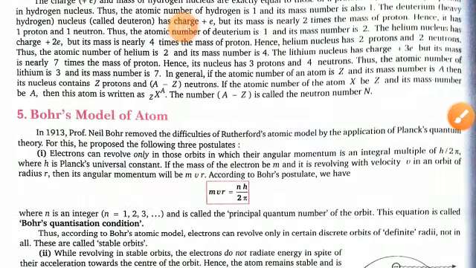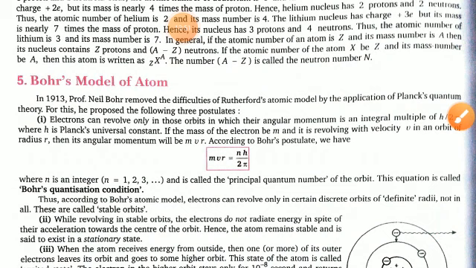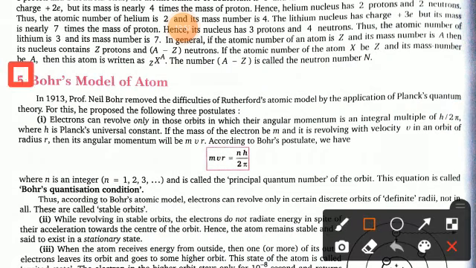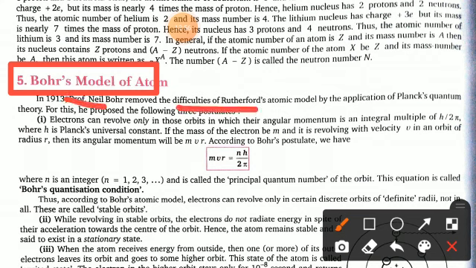Clear? Now we will discuss the Bohr's model of the atom. What is the Bohr's model? This is the important one. In 1913, Professor Niels Bohr removed the difficulties. I told you the drawbacks of Rutherford's model: Rutherford was not able to explain the stability of the atom. So to overcome these drawbacks, a new scientist, Niels Bohr, gave his ideas. To remove the difficulties of the Rutherford atomic model, by the application of Planck's quantum theory, he proposed the following 3 postulates.